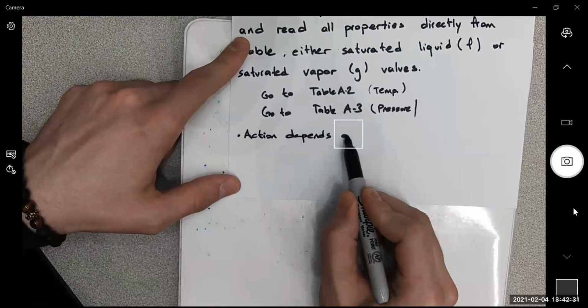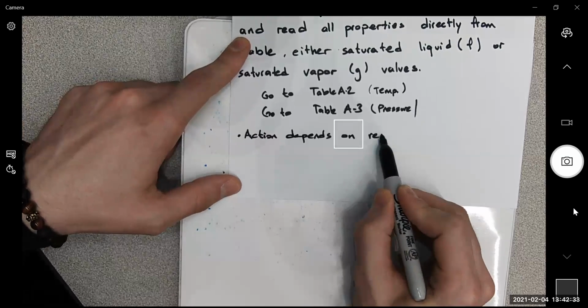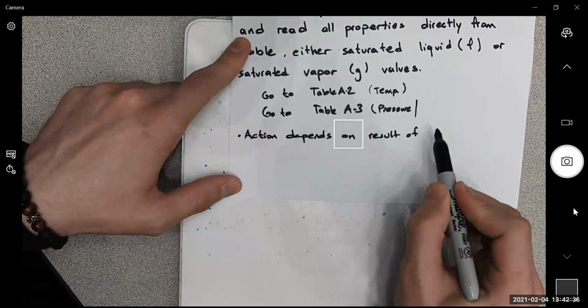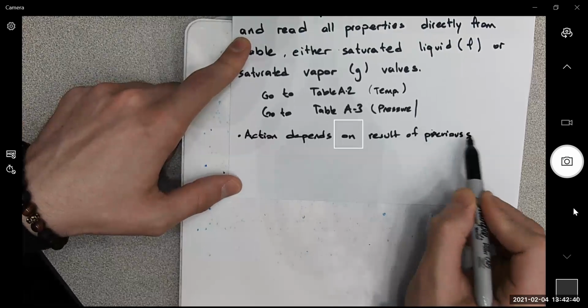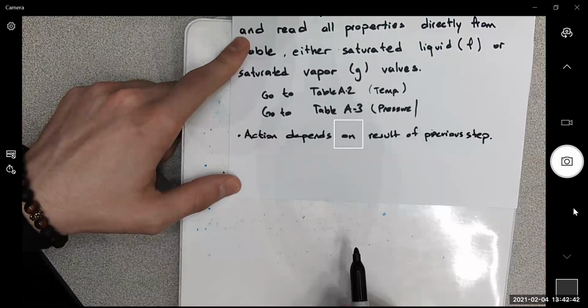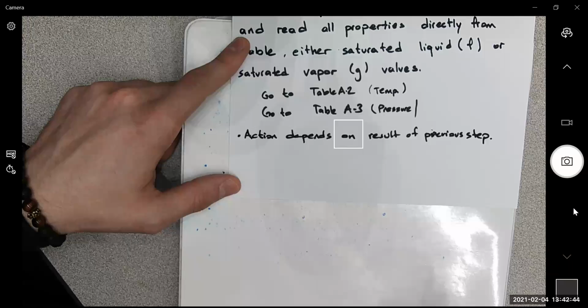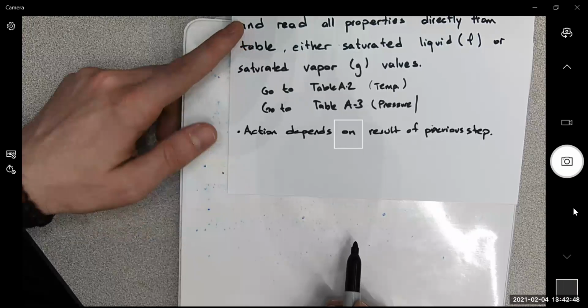Action depends on results of previous step. What if we don't have saturated liquid or saturated vapor? What if we have wet vapor?